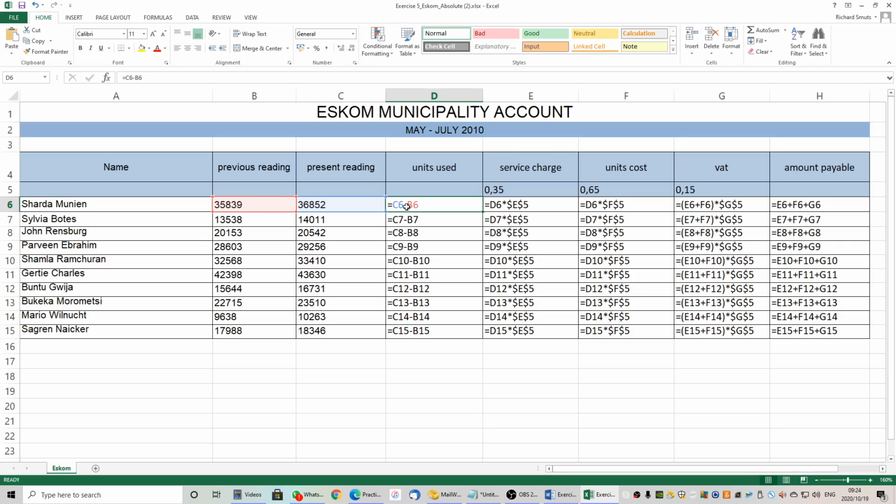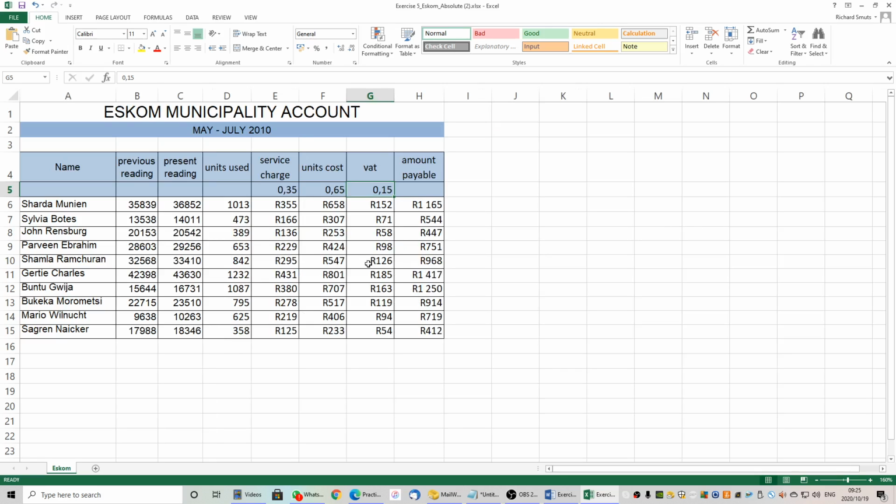This is relative because it's C6, B6, C6, B7, C8, D8. It is being relative to the cells on the left of it. The service charges, when we use the dollar sign, if you have a look here, the E5 is not changing. So that is no longer relative, it is absolute on the 0.35. This is absolute on the 0.65, and this is absolute on the 0.15. There we go. There is our completed spreadsheet, and that is the end of lesson 5.